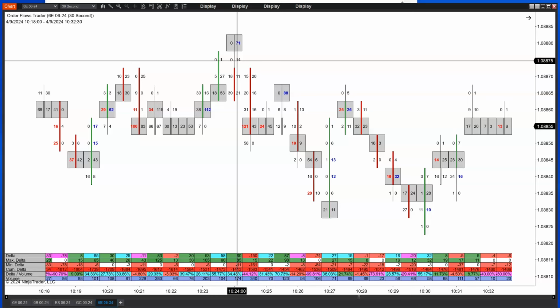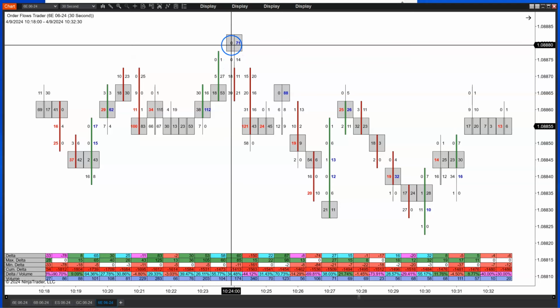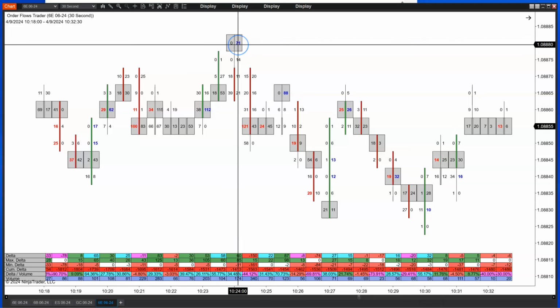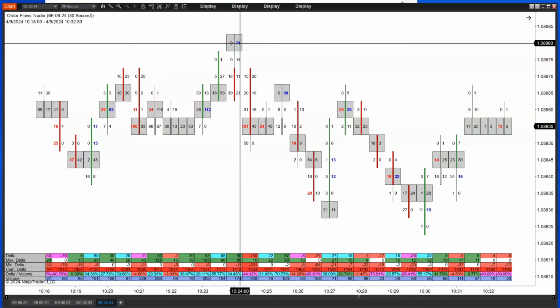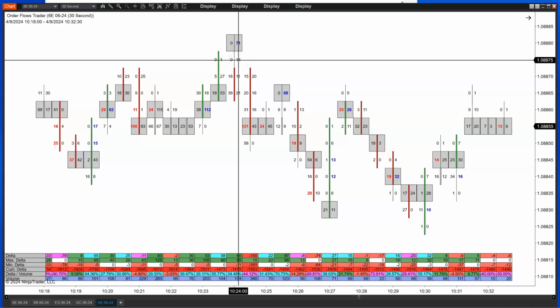Just keep this in mind. Aggressive buyers buy from passive sellers. Passive buyers buy from aggressive sellers. So even though there was no aggressive selling here, this is euro currency at 108.88, 108.87.5, that doesn't mean there was no selling taking place. There were limit orders here at 88. There were limit orders here at 87.5. Aggressive buyers bought from those passive sellers.